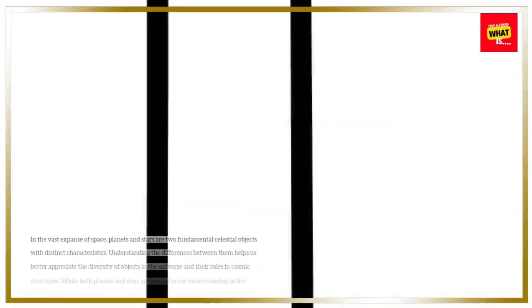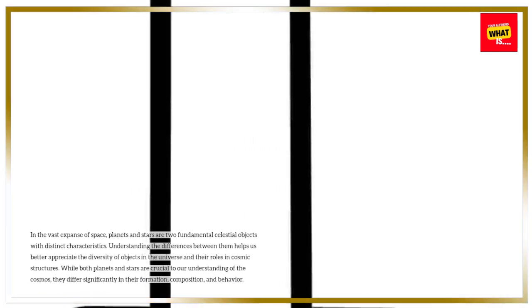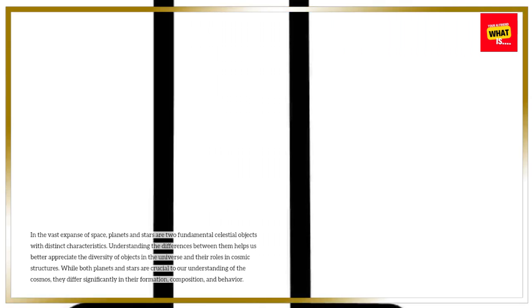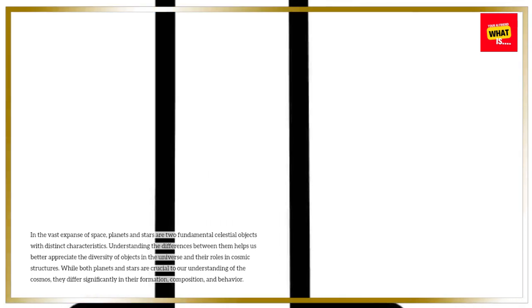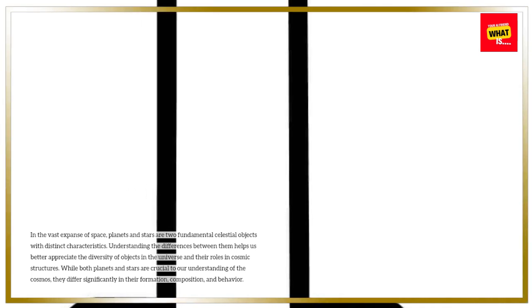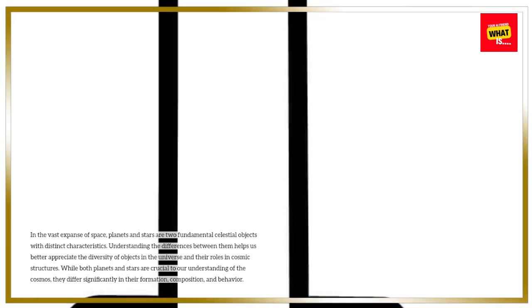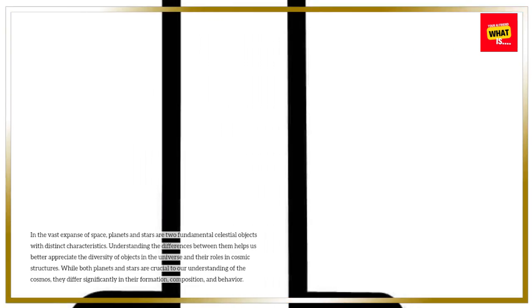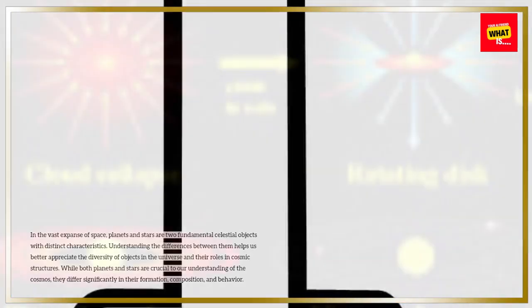Introduction. In the vast expanse of space, planets and stars are two fundamental celestial objects with distinct characteristics. Understanding the differences between them helps us better appreciate the diversity of objects in the universe and their roles in cosmic structures. While both planets and stars are crucial to our understanding of the cosmos, they differ significantly in their formation, composition, and behavior.